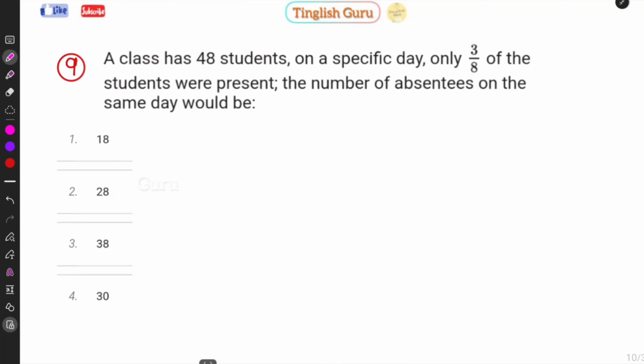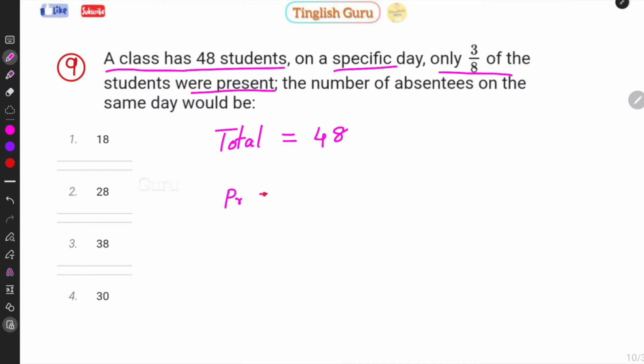Next. Here a class has 48 students. So the total number of students in the class is given as 48, and on a specific day only 3 by 8 of the students were present. So present students are 3 by 8. Then what will be the absent students? Absent students will be 5 by 8. On adding these two values we will get 8 by 8, right?